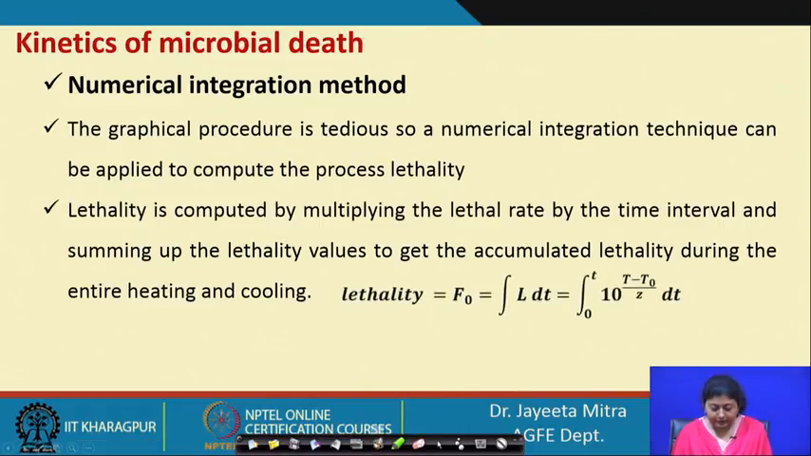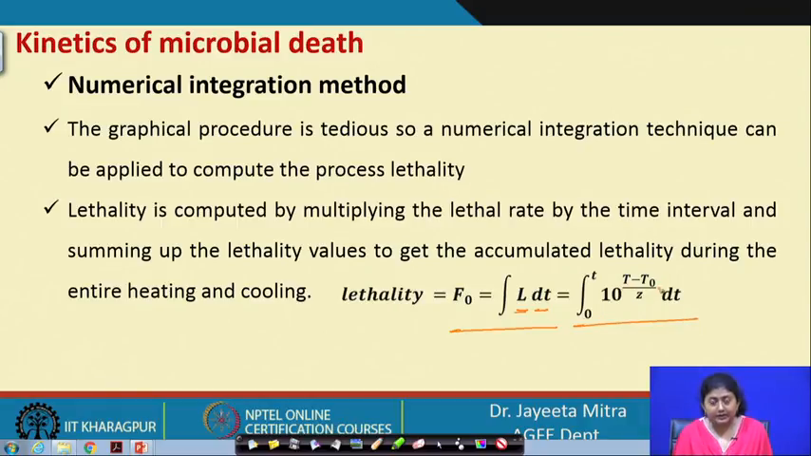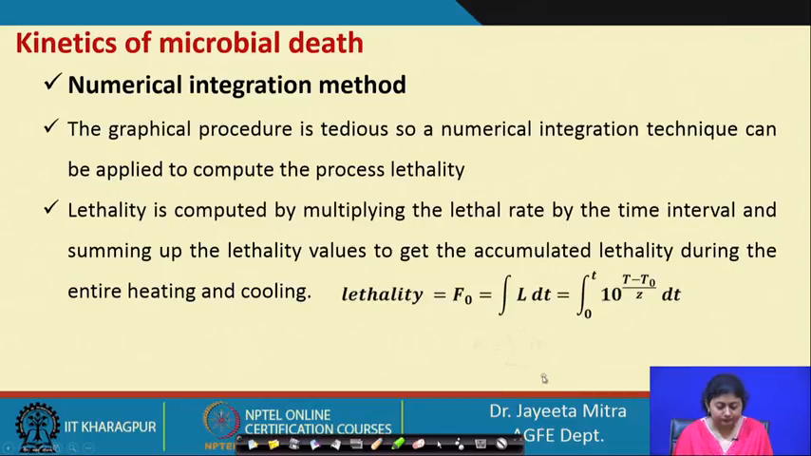So, lethality can be calculated by F0, that is integration of L dt, that is the lethal rate into the small time interval that we take. L again can be written as 10 to the power (T minus T0) divided by Z, where T is the temperature at which the processing has been done, T0 is the reference temperature, and Z is the Z value of that organism, into dt. In this case we can get F0 by summing up L into dt values.